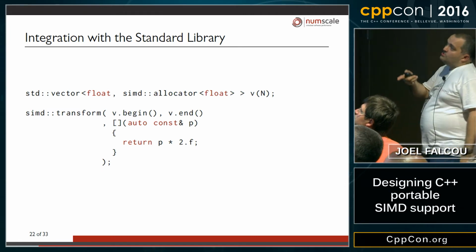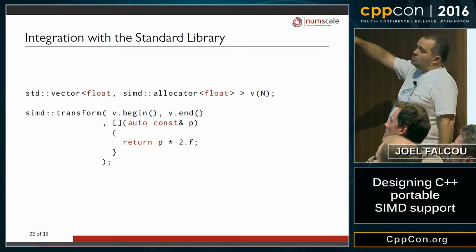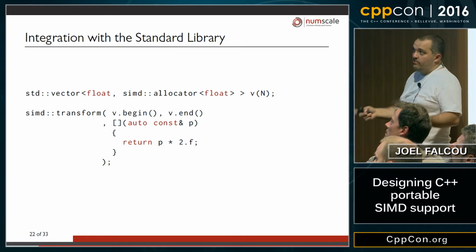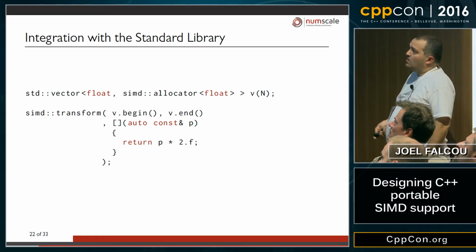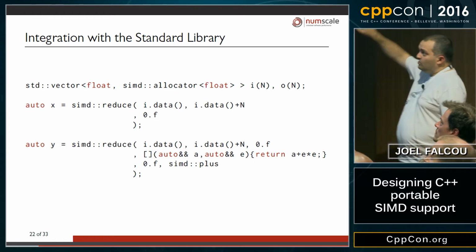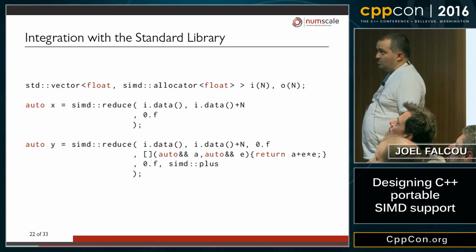So you can use the algorithm like this. We use a polymorphic lambda there just to do p times 2 over all elements. So transform takes care of knowing where to call the lambda in scalar or SIMD mode, and does all the prologue and epilogue and so on. And you can do the same with reduce. So you have the simple reduce like this, where it's basically computing the sum in SIMD mode.